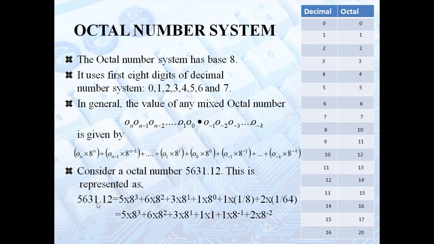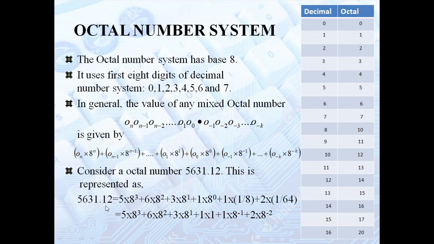Here, starting from the first integer position, the value is 1. It is multiplied by 8 power 0. We all know anything power 0 is 1, so the positional value is multiplied with 1. The second integer position value is 3 and it is multiplied by 8 power 1. The third integer position value is 6 and it is multiplied by 8 power 2. The fourth integer position value is 5 and it is multiplied by 8 power 3.